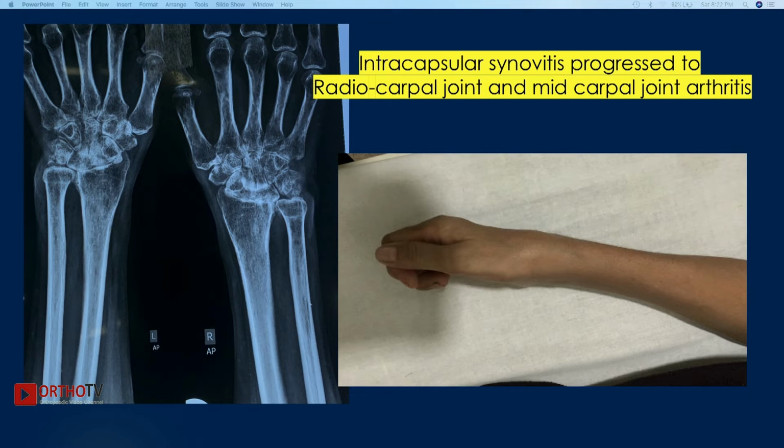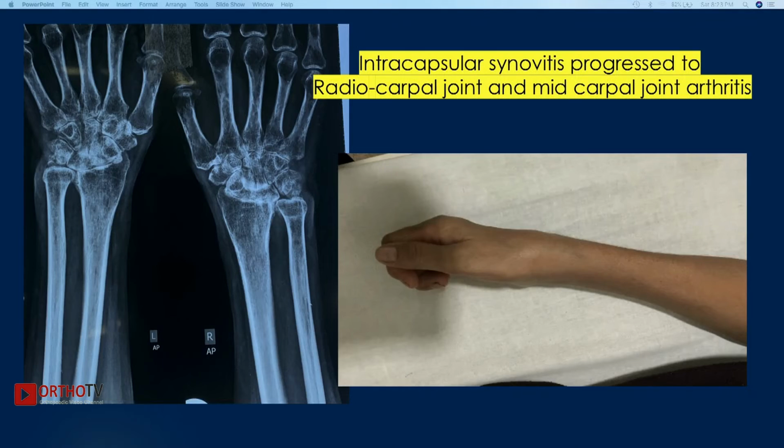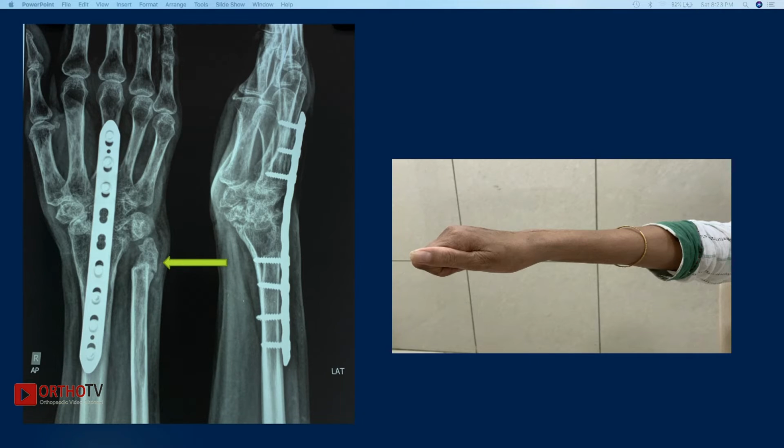So whenever you see a preserved joint line and joint movement with pain, usually we recommend that as arthritis of the wrist, and these patients we have treated with wrist fusion.